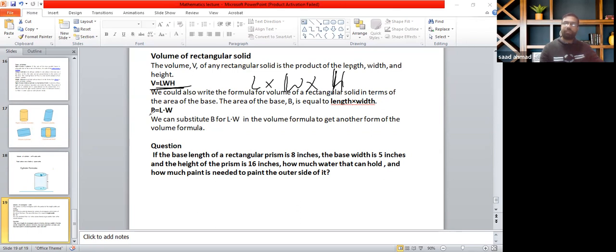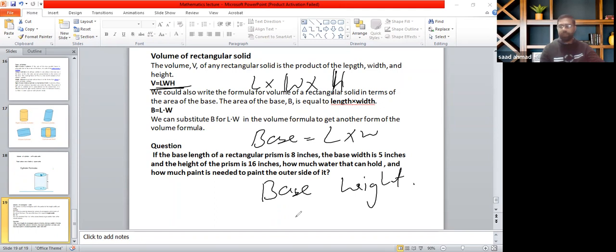Or you can simplify it further. You can say that the base is equal to length times width. The base of the cylinder or rectangular prism or whatever we name it is length times width. So we can have it as base times height.